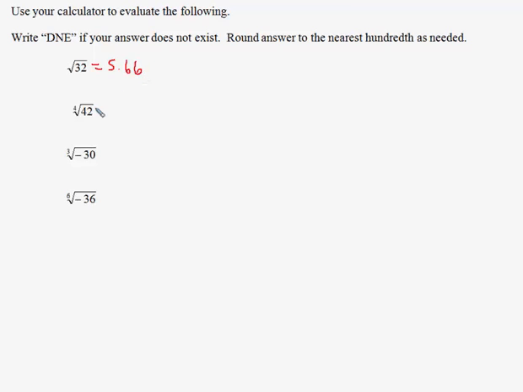Now the next part is the fourth root of 42. Let's see if you understand what that means. That means we're looking for a number that if you were to put it down 4 times in the blanks and multiply those 4 numbers, you get 42, and that is not going to be a clean number. So we're going to use our calculator to figure that out.